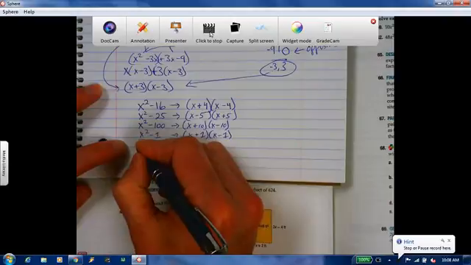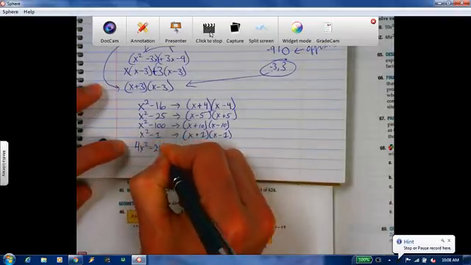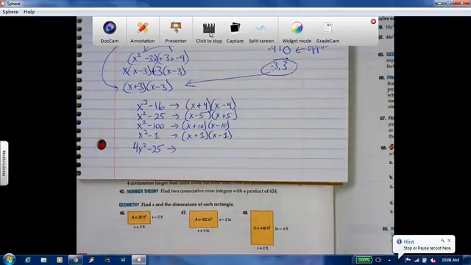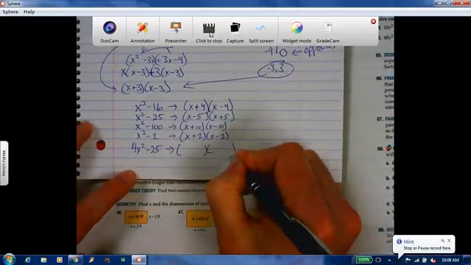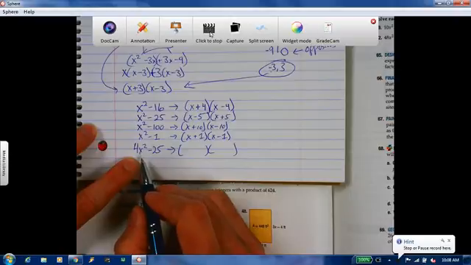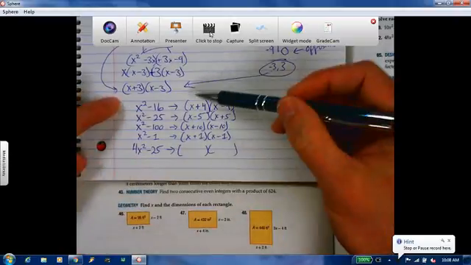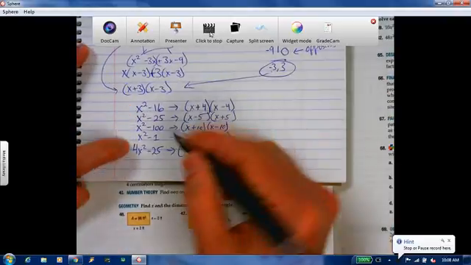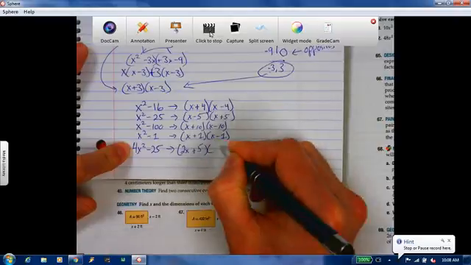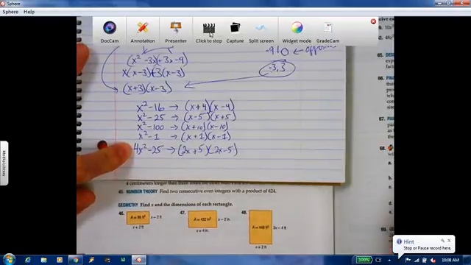How about this? 4x squared minus 25. What if I put a number in front there? So what's the square root of 4x squared? What's the square root of 4? 2. Square root of x squared is x. So if I have a number in front here, I square root it. It's going to be 2x plus 5, 2x minus 5.